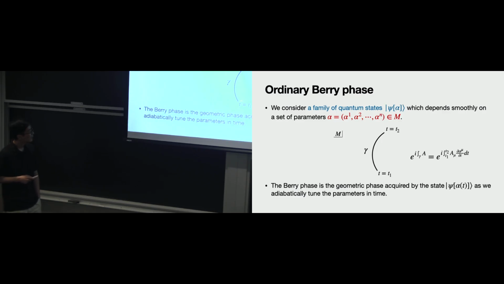As we adiabatically tune the value of the parameters alpha, this ground state undergoes a time evolution, and under this time evolution acquires some geometric phase, which depends only on the trajectory gamma inside the parameter space M, where these parameters trace out. This is called the Berry phase. The Berry phase is given by basically the holonomy of this one-form connection, called the Berry connection, along this trajectory gamma.